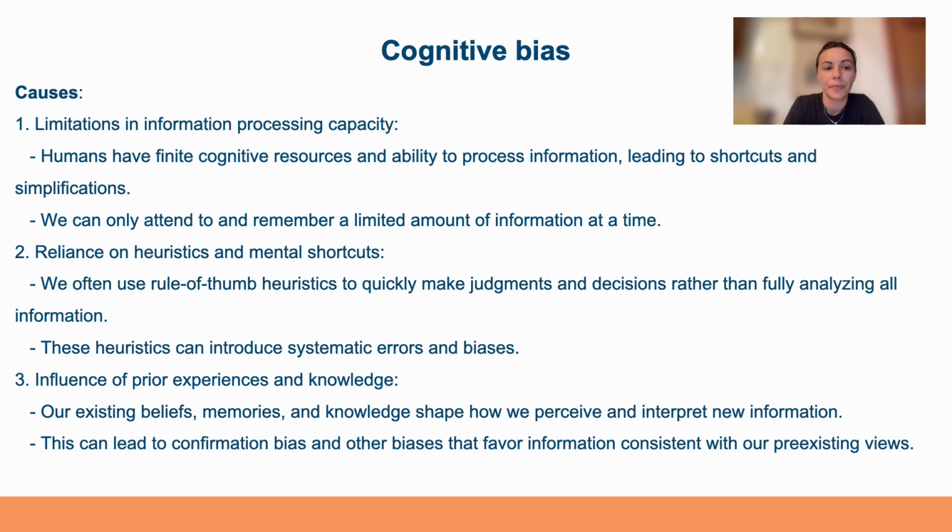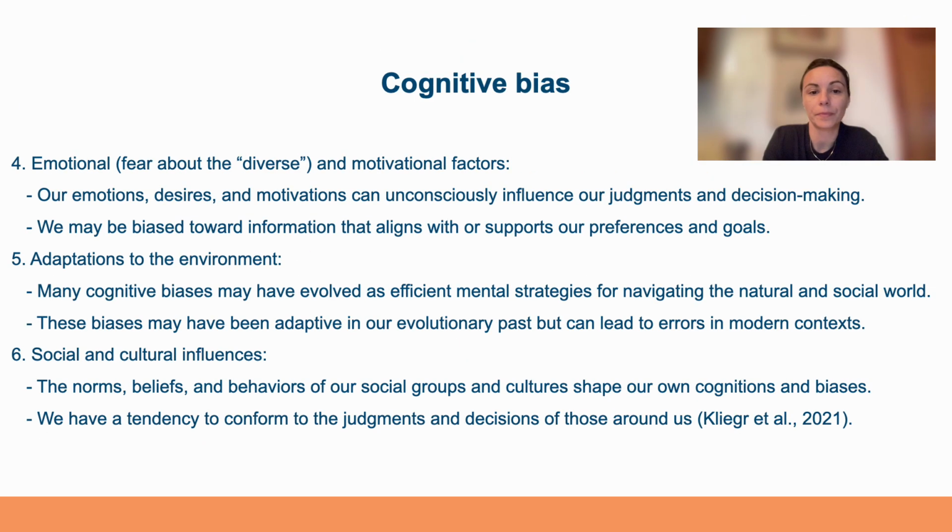There is also the influence of prior experience and knowledge. For example, imagine if you had a bad experience, this will be kept in your mind. So our existing beliefs, memories, and knowledge shape how we perceive and interpret information. And this can lead to confirmation bias and other biases that favor information consistent with them.